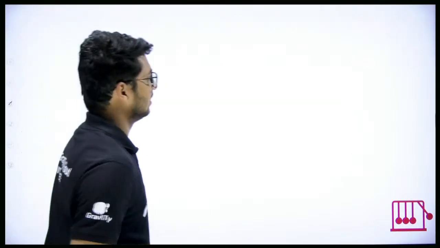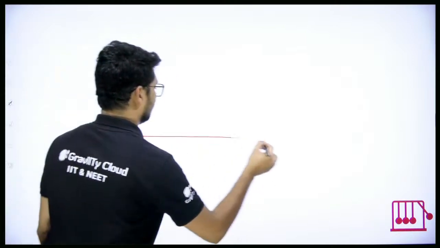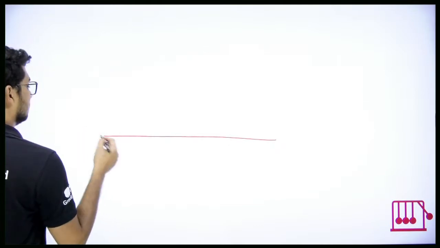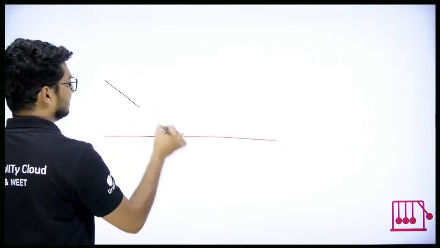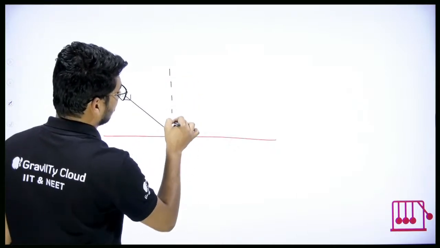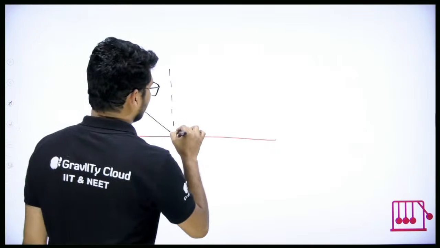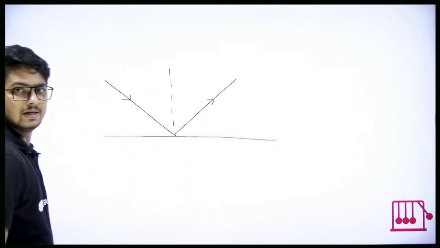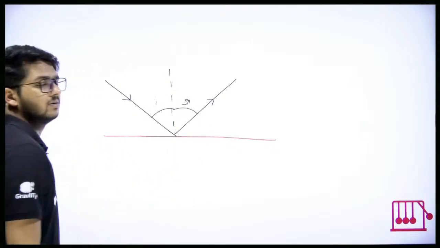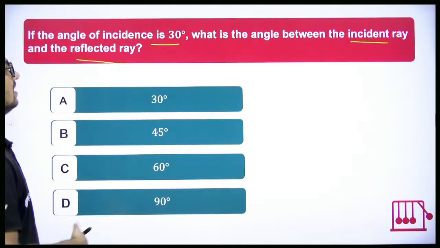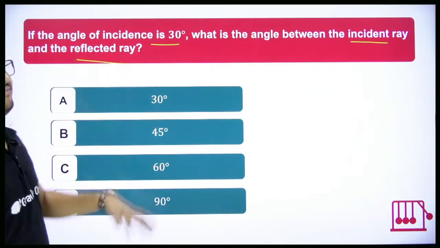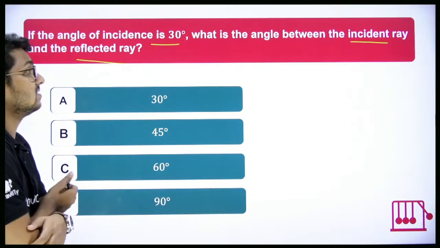So let's draw the diagram here, by the way. Let's say this is an opaque surface. Let's say this is the incident ray. If I draw the normal here, this will be the reflected ray. Yes? So this is the angle of incidence, this is the angle of reflection. Simple. But what is asked here? The angle between the incident ray and the reflected ray. That is what is asked.